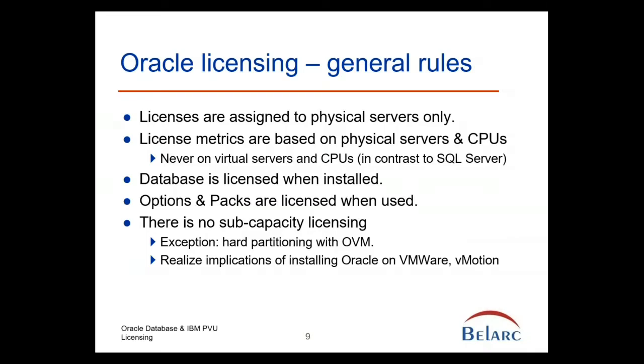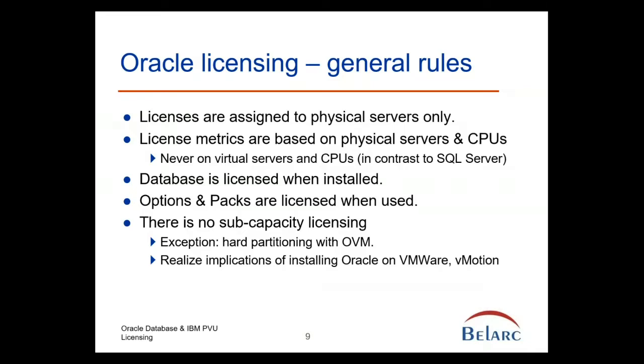So here's some general rules that apply to the different metrics and editions. One is that you always license physical servers. Of course, you can run Oracle on a virtual server, but you never license the virtual server that it runs in. You license the physical server that's hosting the virtual machine. The license metrics are based solely on the characteristics of the physical server and its CPUs and cores. That's unlike Microsoft SQL Server, for example, which gives you the option of licensing by the virtual machine characteristics when you're running in a virtual machine.